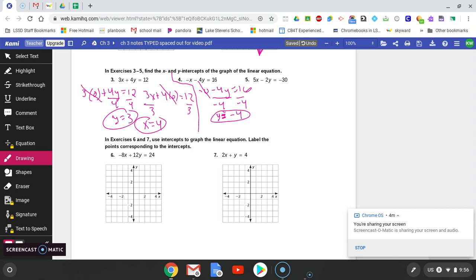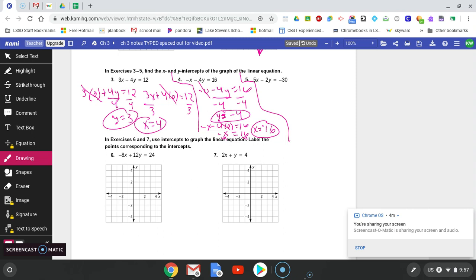And then if I plug in a 0 for y, my second term cancels out. I'm left with -x is equal to 16, which if I divide both sides by -1, gives me x is -16. So there's my x-intercept.